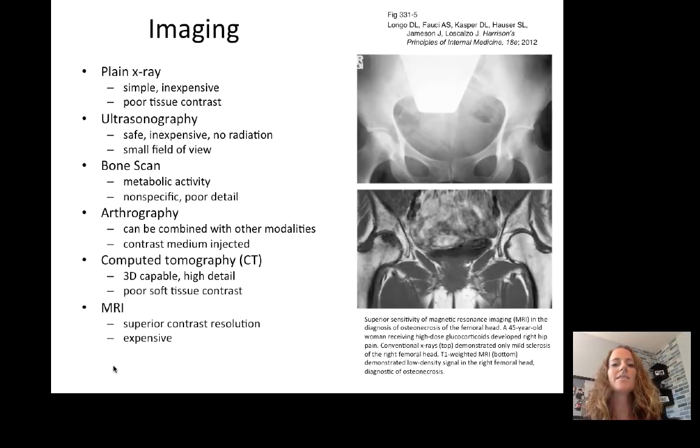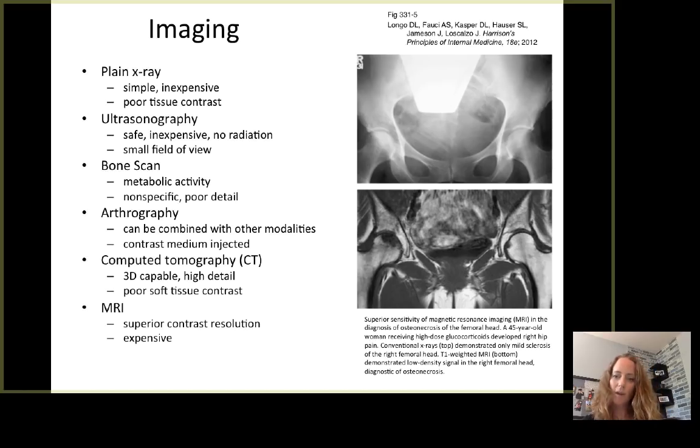Sarwark has, in the Sarwark textbook, a nice summary of some reasons to use particular types of imaging over others. So this figure I made from both Harrison's and Sarwark, but if you look in Sarwark, there's a nice little diagram which lists them all out and gives the pros and cons. For plain X-ray, it's simple and it's inexpensive. You're probably going to get X-rays on just about all of your musculoskeletal patients, but it has poor tissue contrast, so it's not great for soft tissues.